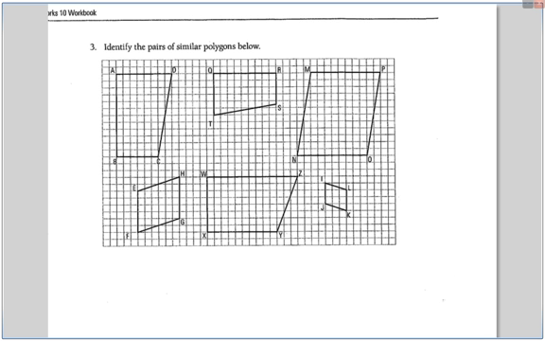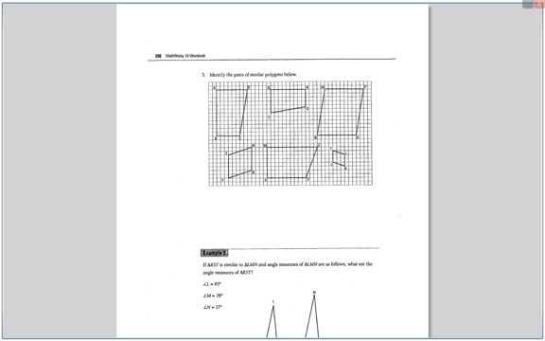Alright, so now looking at number 3, they want to identify similar polygons. And I guess they just want us to see which sides are in corresponding ratios. And I don't really like this example, so I think I'm going to skip it.